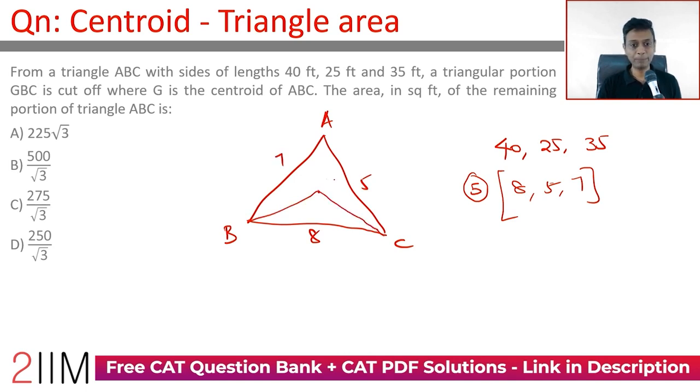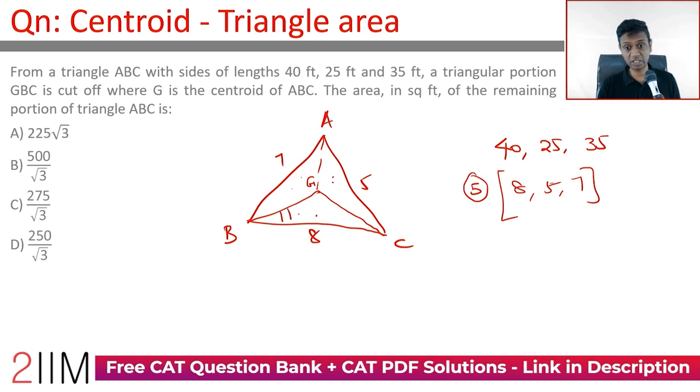And then BGC, G is the centroid of ABC. Area in square feet of the remaining portion of the triangle ABC. The remaining we need to find. To start with, one very interesting nugget that we should probably know is the centroid carves a triangle into 3 parts of equal area. BGC, ABG, AGC, they're all equal in area.